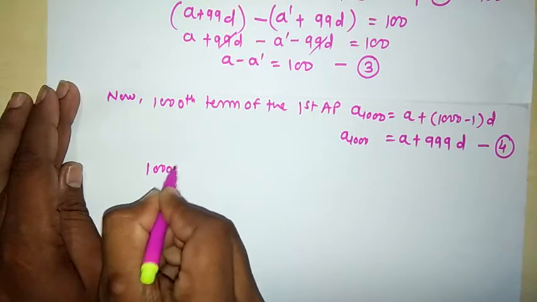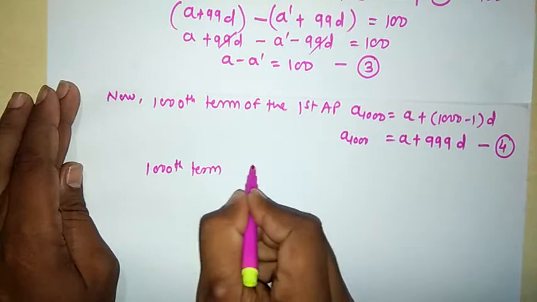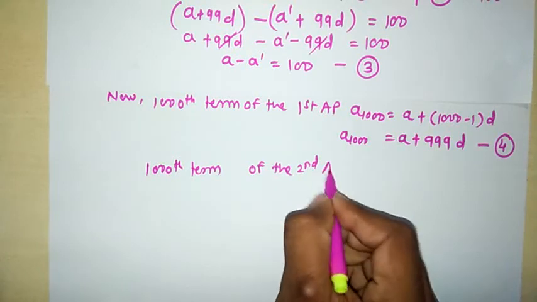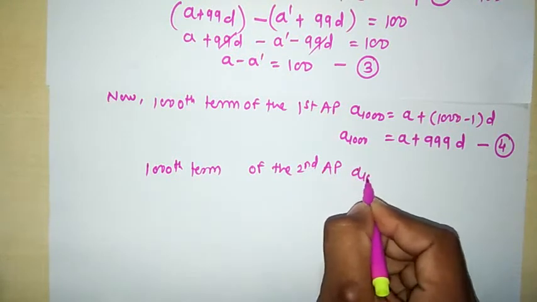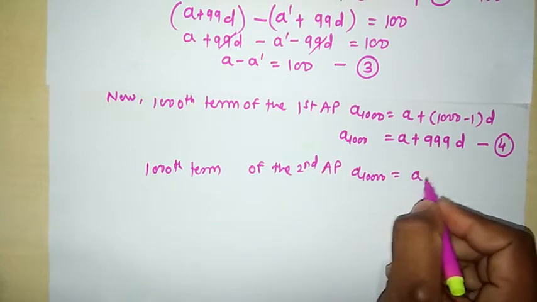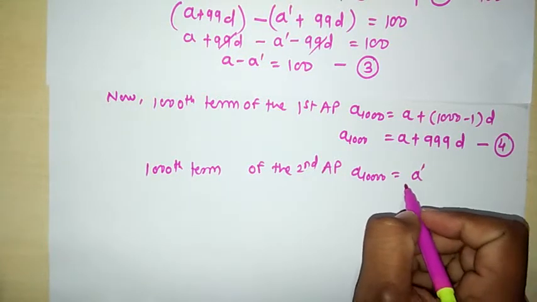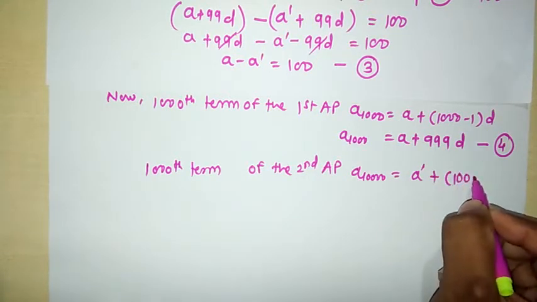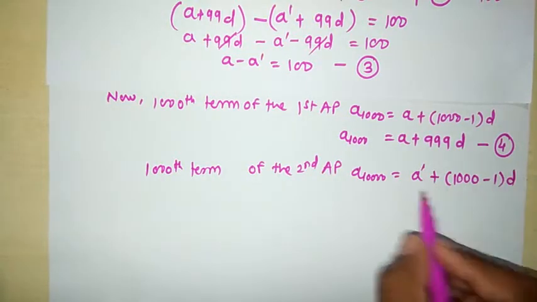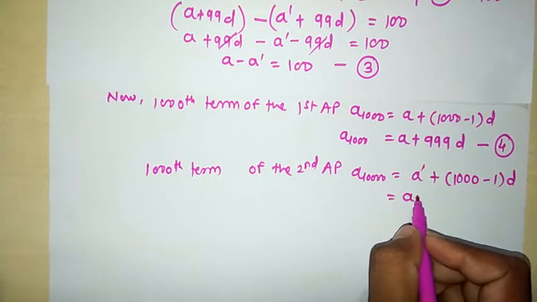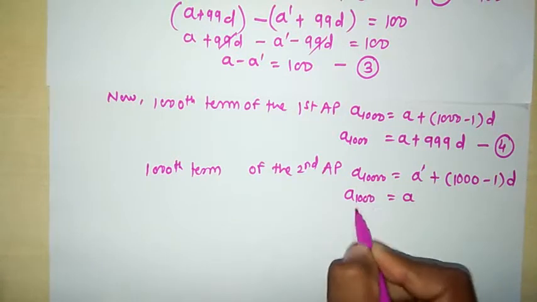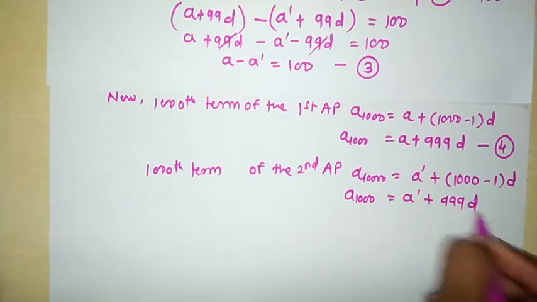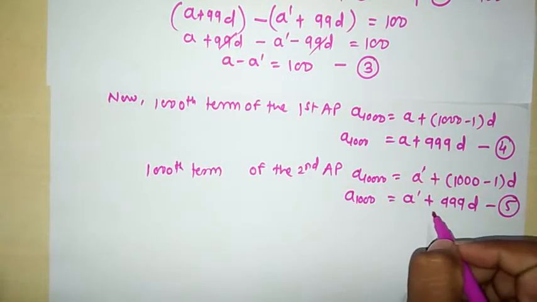Now the thousandth term of the second AP, that is a thousand, is equal to a dash. What is the first term of the second AP? The first term of the second AP is a dash. We have assumed it. Then plus 1000 minus 1 into d. Now a thousandth is equal to a dash plus 999 into d. Write it as equation number 5.